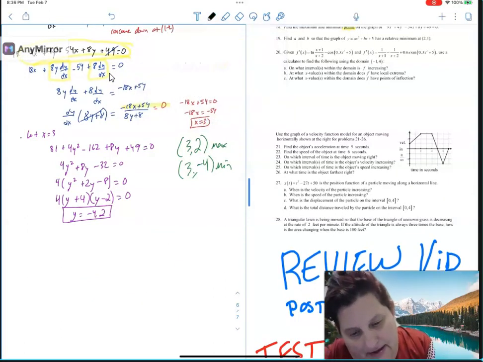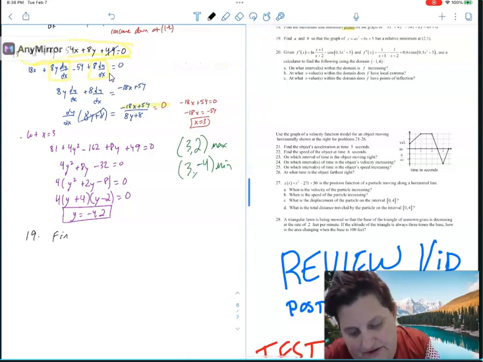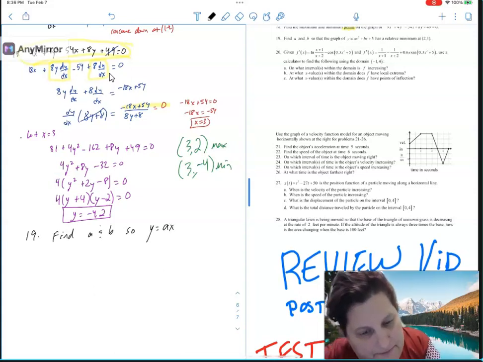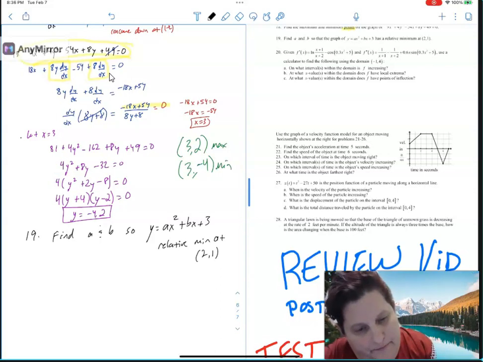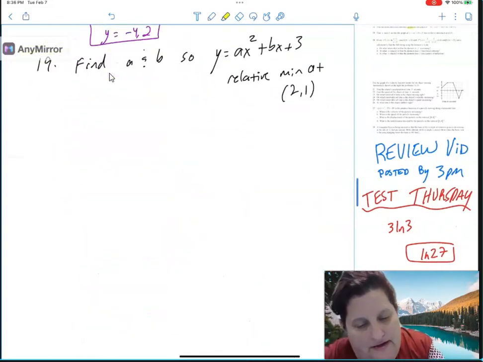Okay, this is good. So 19, we kind of did a question like this in class, but it was really tricky. So let's try this one. Find a and b. The graph of ax squared plus bx plus 3 has a relative min at (2, 1). Now, I'm going to look at this and say, okay, this is like a single point.